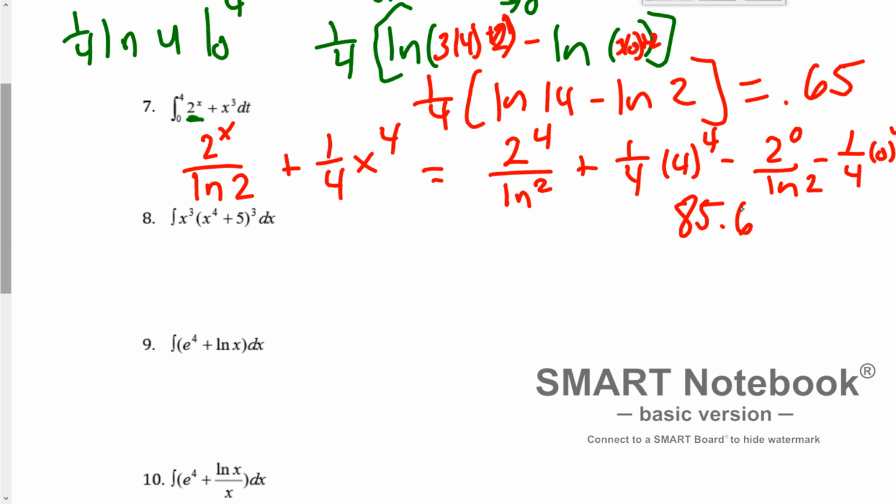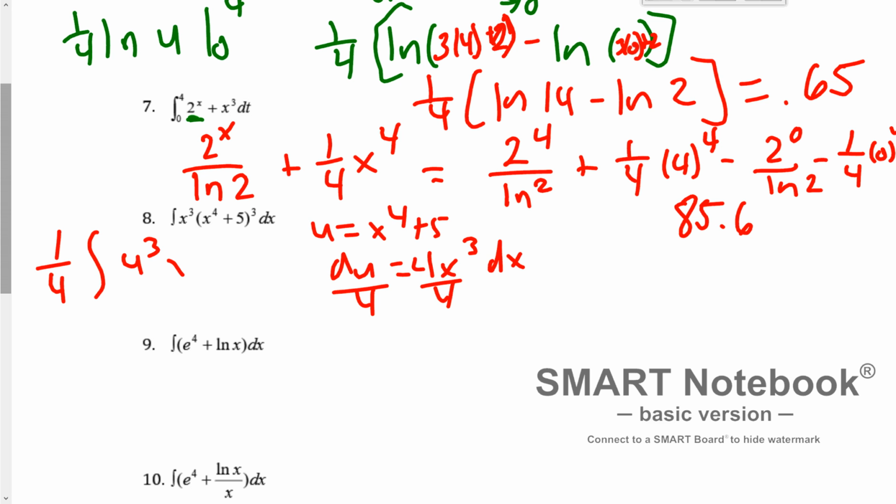85.6. Okay, this one, really, this is just substitution rule. So you just let u equal x to the 4th plus 5. So du would be 4x cubed dx. So divide by 4. So really it's just a quarter.